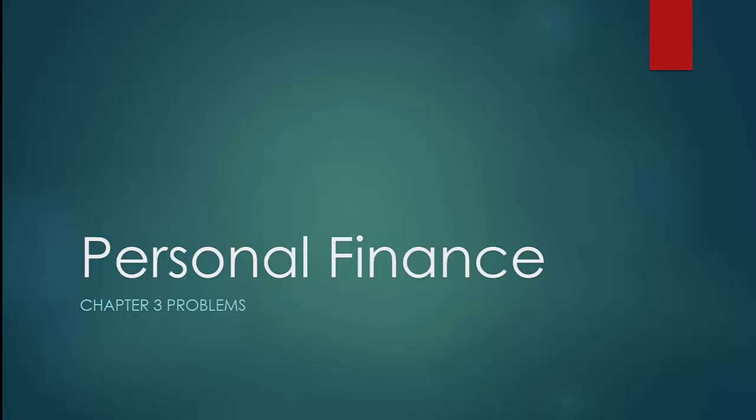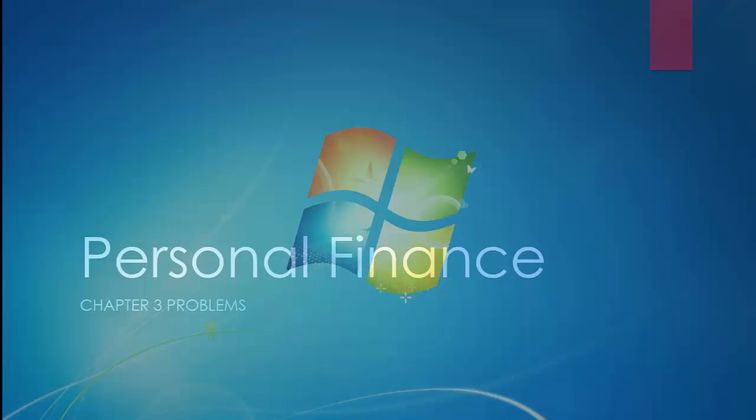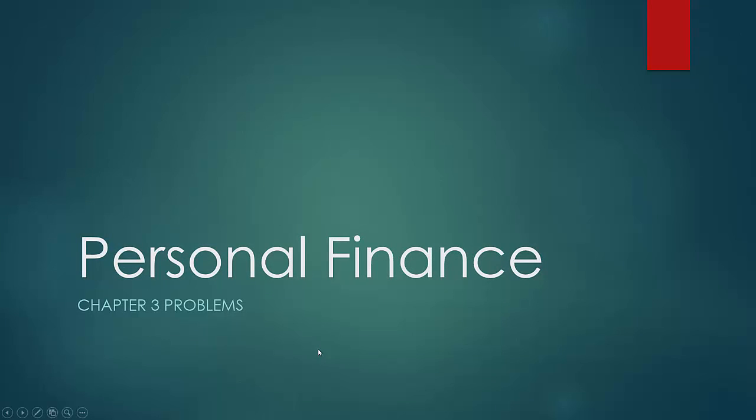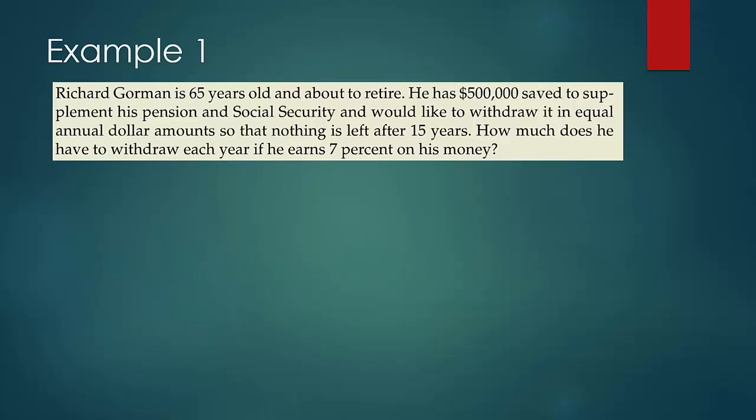Okay, now I am just going to finish up a few more examples of how to calculate various items from your text. So here we have Richard Gorman. He's 65 years old and about to retire.